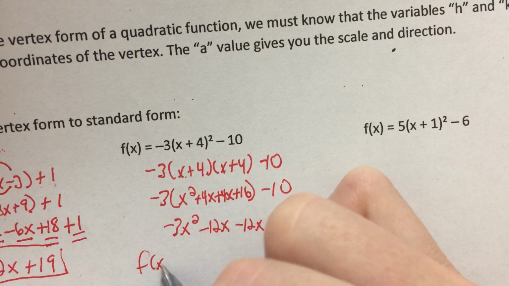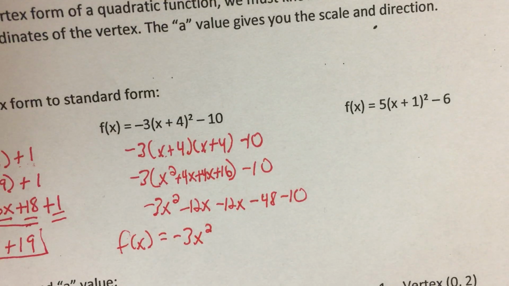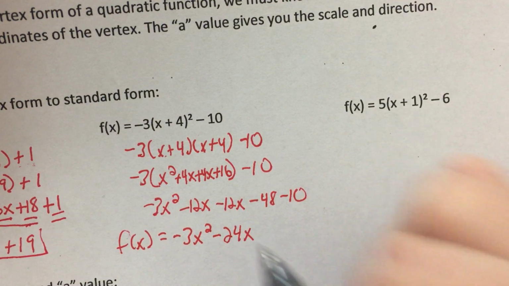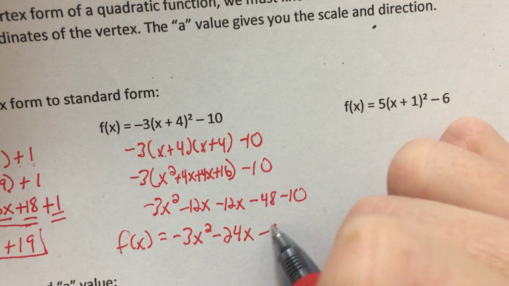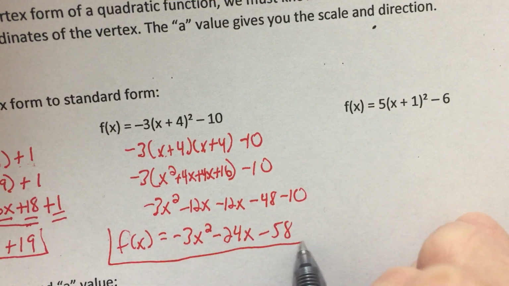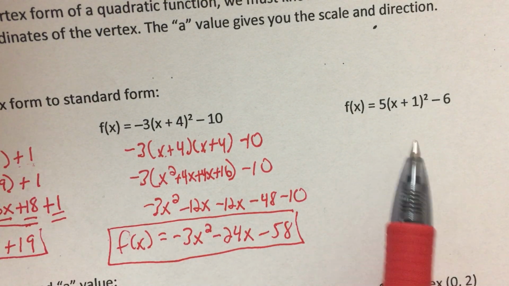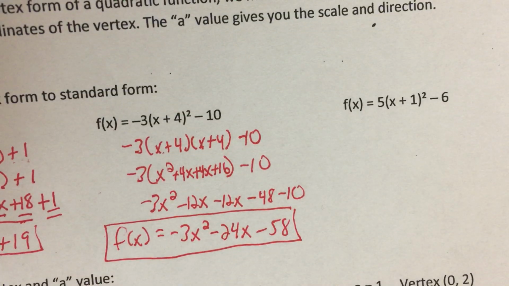Finally, we will combine the like terms. Negative 3x squared will just drop down because it has no like terms. Negative 12x and negative 12x combine to negative 24x. And negative 48 and negative 10 would make negative 58. All right. Feel free to try that third one on your own. If you're having any struggles with it, feel free to come ask me, okay?